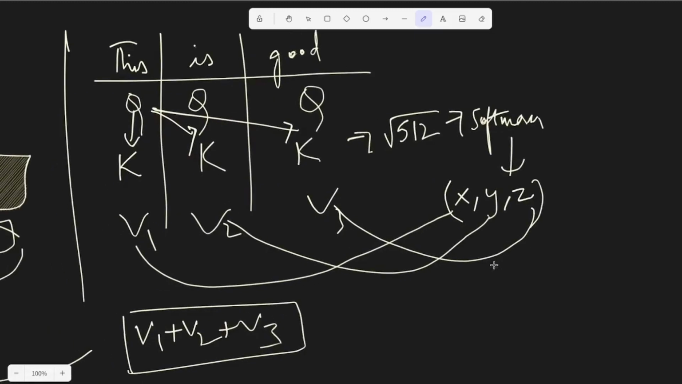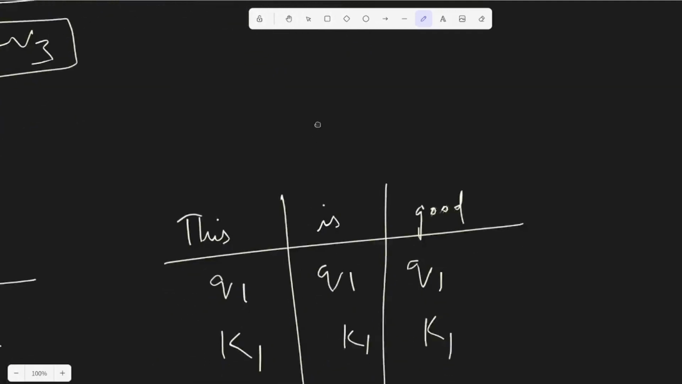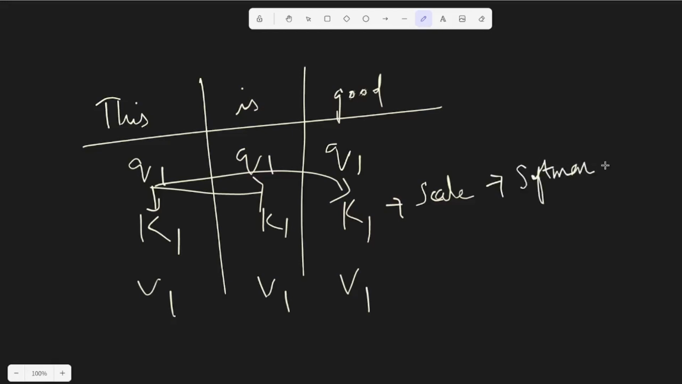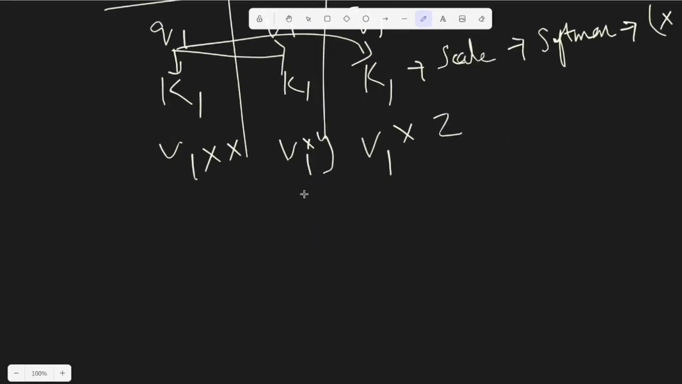The way we did it for normal attention, we do it in a similar way. We take the query vector and multiply it with the key vectors, and then we go on to scale it and pass it through a softmax, and then we get three probabilities. I mean three because in this case there are three words, and then we multiply it with the corresponding value vectors. Let's say this into x, this into y, and this into z, and then we concatenate this.